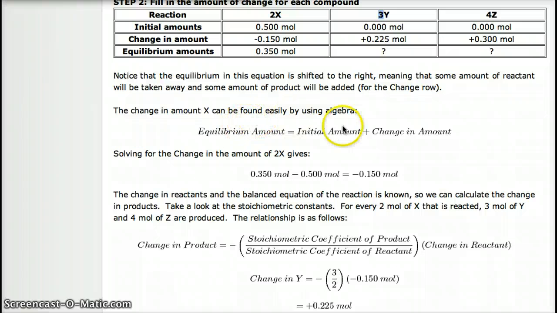So the change in amount of x can be found. Oh yeah, here you go. The change in amount of x can be found easily by using algebra. Equilibrium amount equals initial amount plus change in amount, and that's going down. And you'll see what I mean. So there's the equilibrium amount, initial amount, and there's your change in amount. So this plus this is equal to this. So if you're given this, you just do reverse algebra. That's all it is. So there's your change in amount. Beautiful.